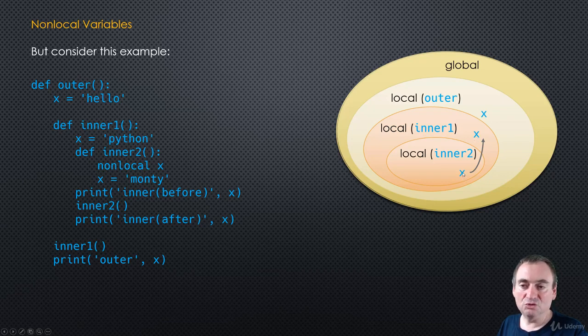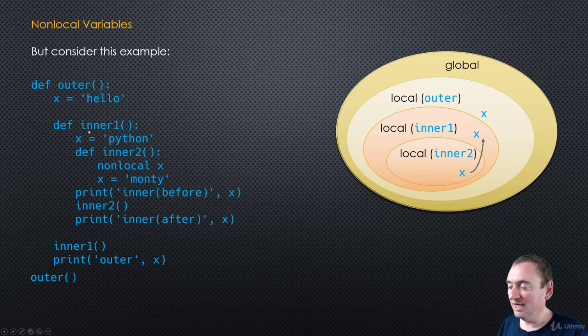So the x in inner2 points to the x in inner1, but you'll notice that the x in inner1 doesn't point to the x in outer. They're different variables. They're in different scopes. So at the end of the day, when we are going to print, well, we're going to call outer. What is it going to do? Well, it's going to call inner1.